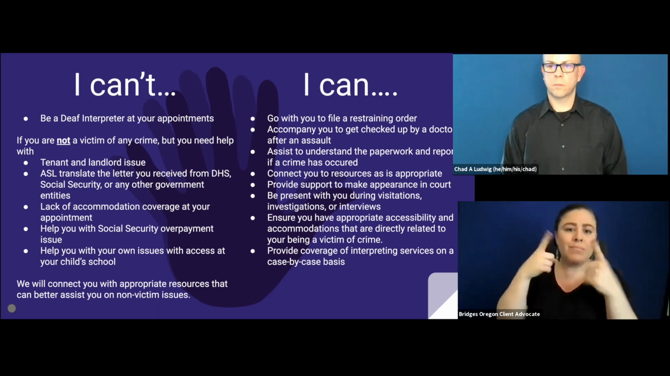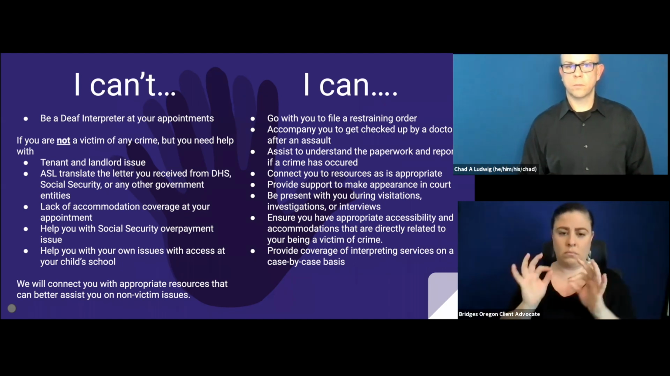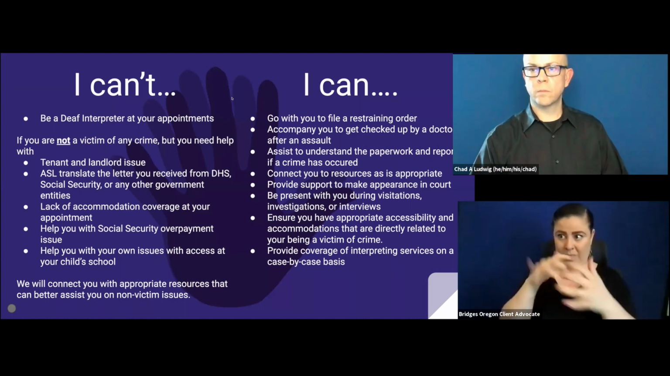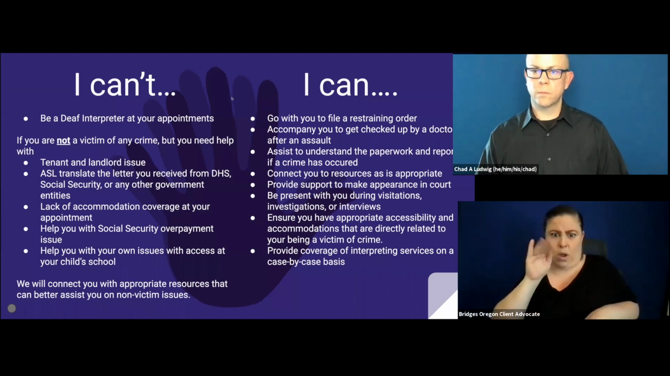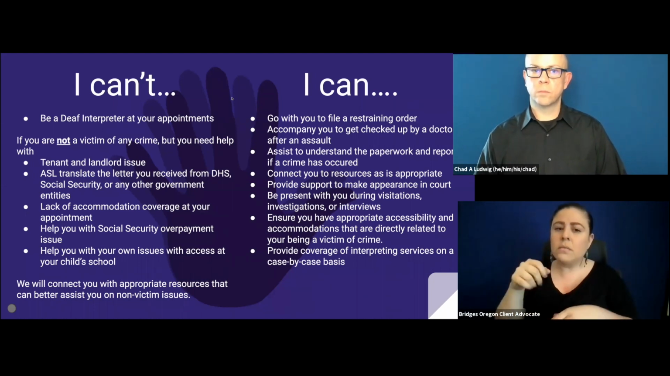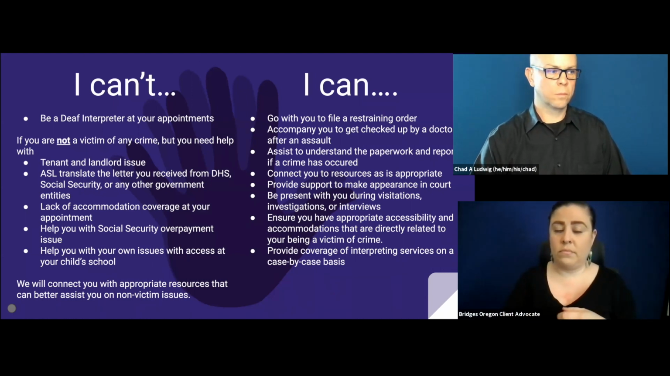Giving you support, being present with you while you have visitation or investigations, during interviews, things like that. Making sure that you have appropriate accessibility and accommodations in your type of situation if you're a victim of a crime. And this is a case-by-case basis. We can provide coverage of interpreting services as well.